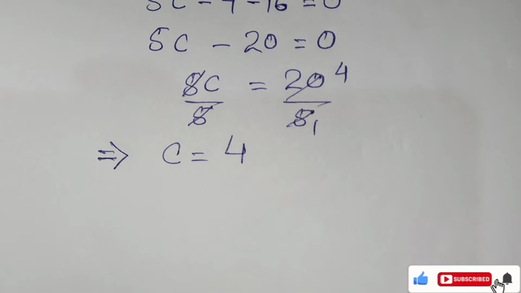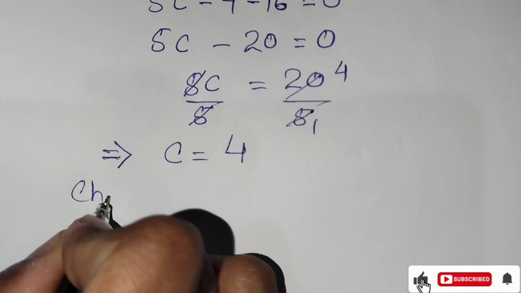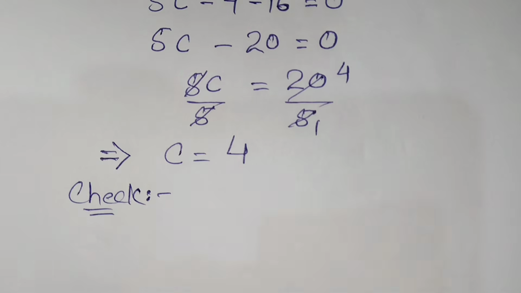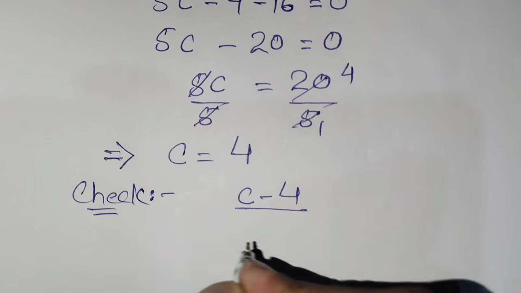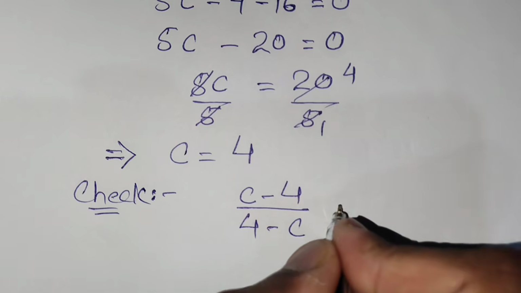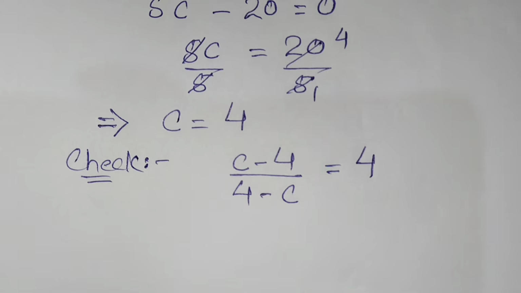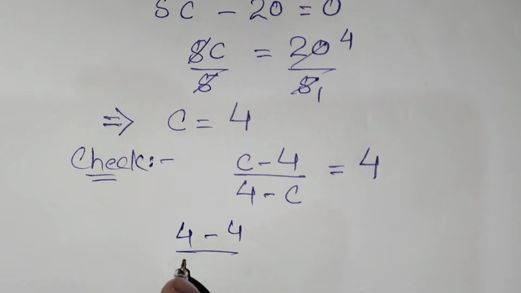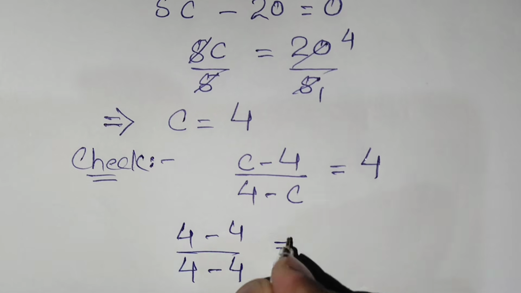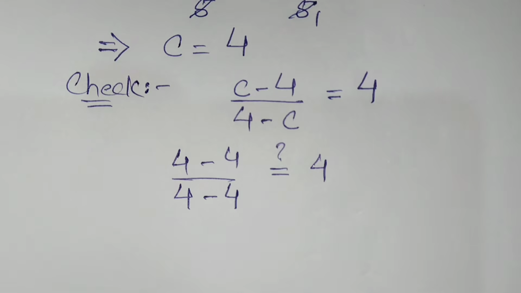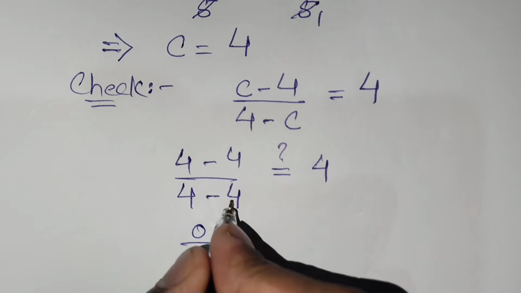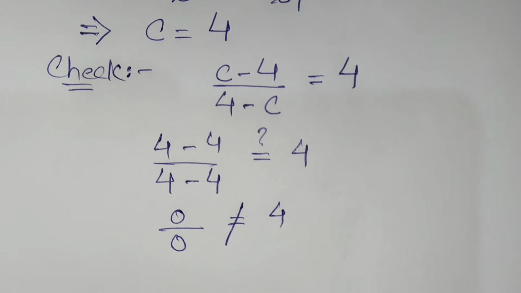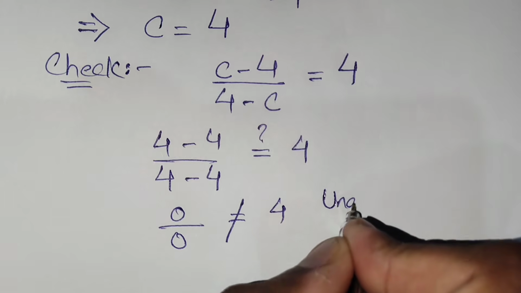Now let's check this value by putting it back in our given equation, for verification of left hand side equal to right hand side. We are given (c − 4) divided by (4 − c) is equal to 4. Let's replace c by its value, that is 4. 4 minus 4 divided by 4 minus 4 equals 4. What is this? 4 minus 4 is 0, divided by 4 minus 4, 0, equal to 4? No, 0 by 0 is an undefined form.